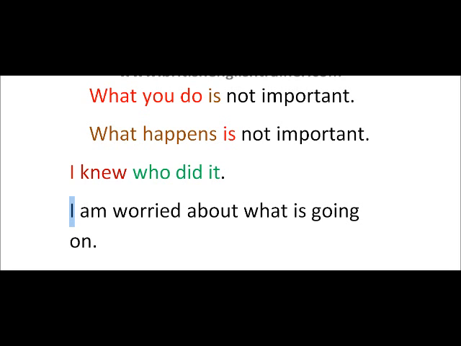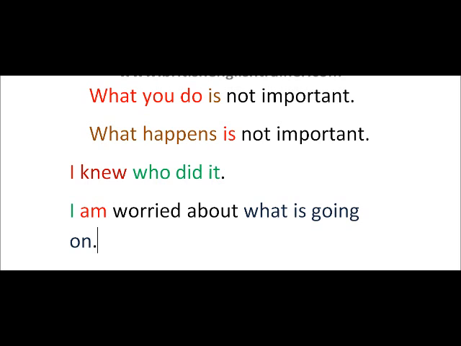Now I is a subject. And what about am? Am, well, that's a verb. Fantastic. Okay, and then we've got worried about. We've got about, that's a preposition. And what is going on is an object of the preposition about. Let's give it a color here. That one would be nice. Fantastic. So, I am worried about what is going on.